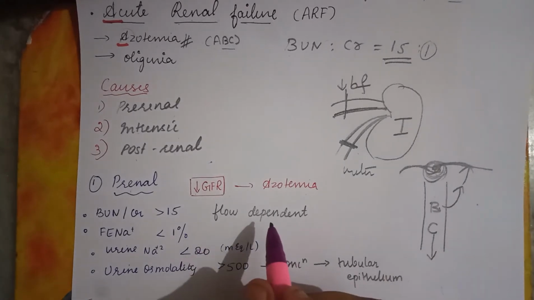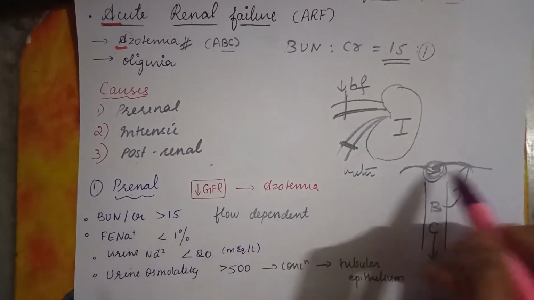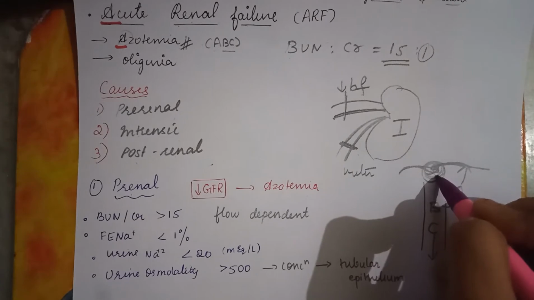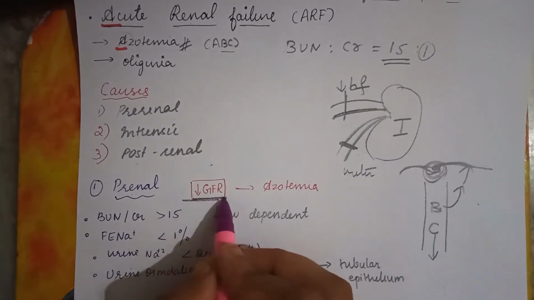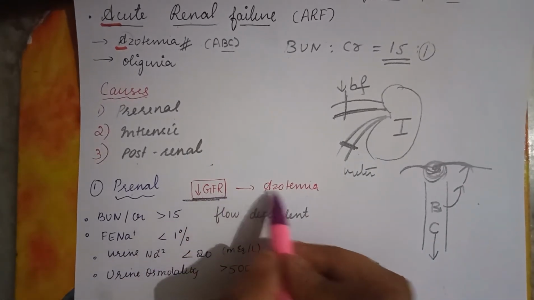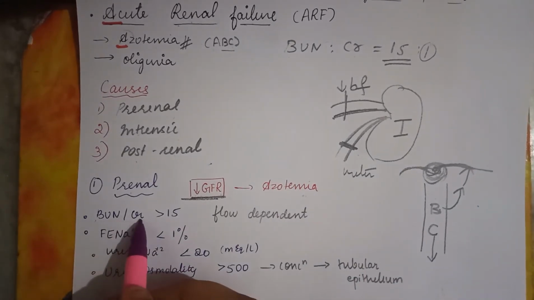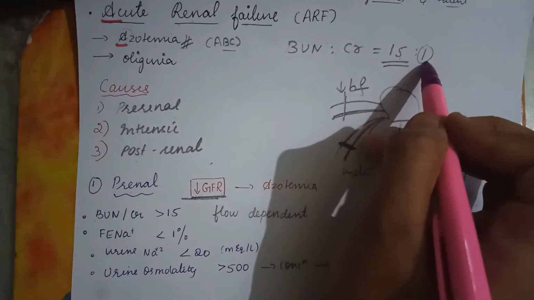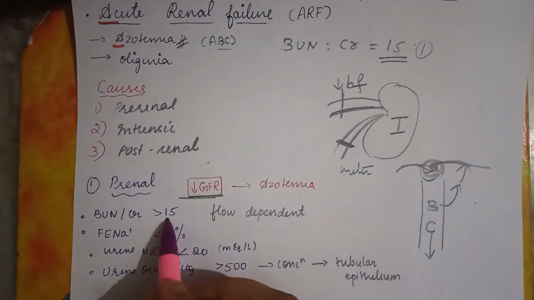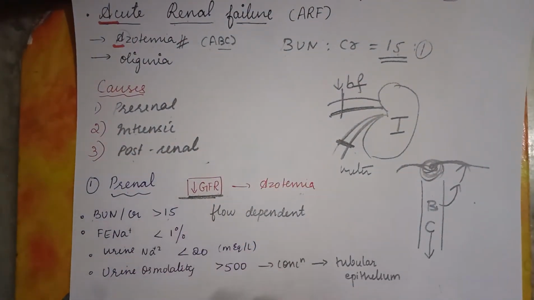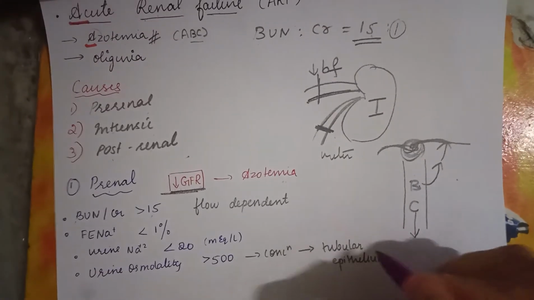But what happened here? Since the amount of fluid entering is less, there is decreased glomerular filtration rate, which leads to azotemia. And now the blood urea nitrogen to creatinine ratio is no more 15 to 1. It is greater than 15. Why? There are two mechanisms for this, which we can remember.